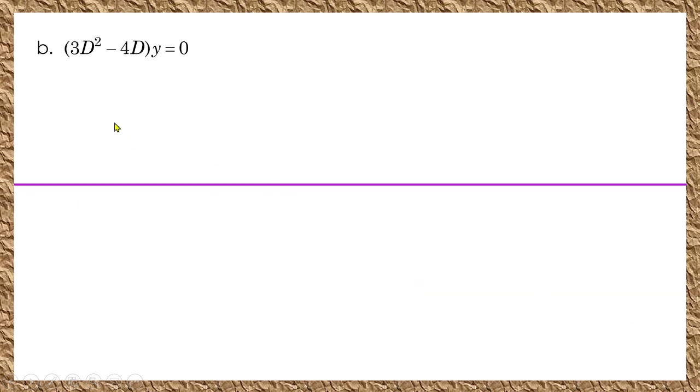Letter B. What is the associated equation? What is the auxiliary equation for that, children? That is already in D notation. What is the auxiliary equation, guys?